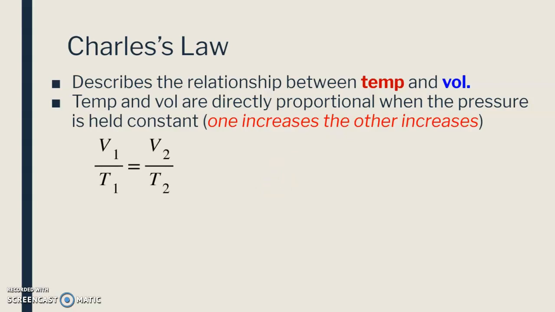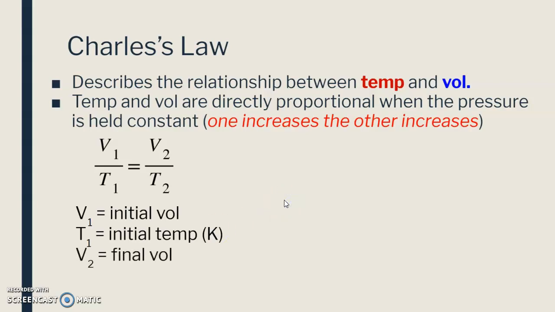It's V1 over T1 is equal to V2 over T2. So, of course, my V1 is initial volume. My T1 is initial temperature. Notice I have a K. That just means that it's in Kelvin. You must put your temperature in Kelvin. All right, and I'll talk about that in just a moment. Your final volume, V2, and your final temperature, again, in Kelvin.